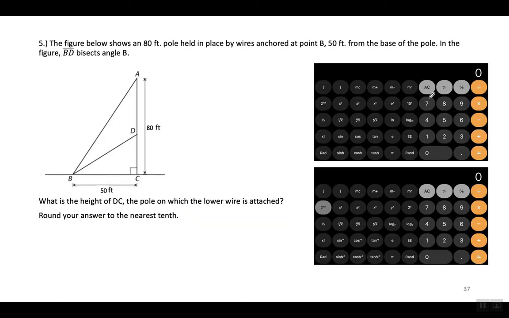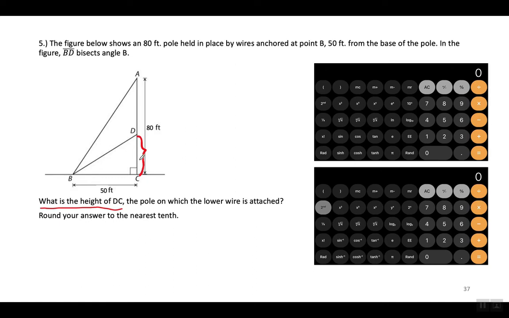Okay, moving on. Number 5, the figure below shows an 80-foot pole held in place by wires anchored at point B, 50 feet from the base of the pole. In the figure, segment BD bisects angle B. This is definitely one that's a little tricky, so you definitely need to know it for the exam. So the question is, what is the height of DC? The pole on which the lower wire is attached. So we got to find out what is that height. La pregunta es ¿qué es la altura del segmento DC?